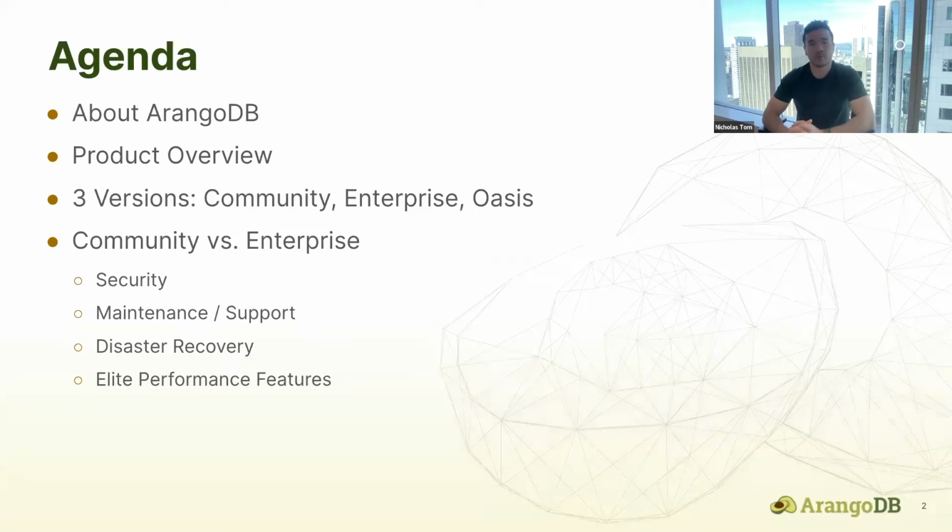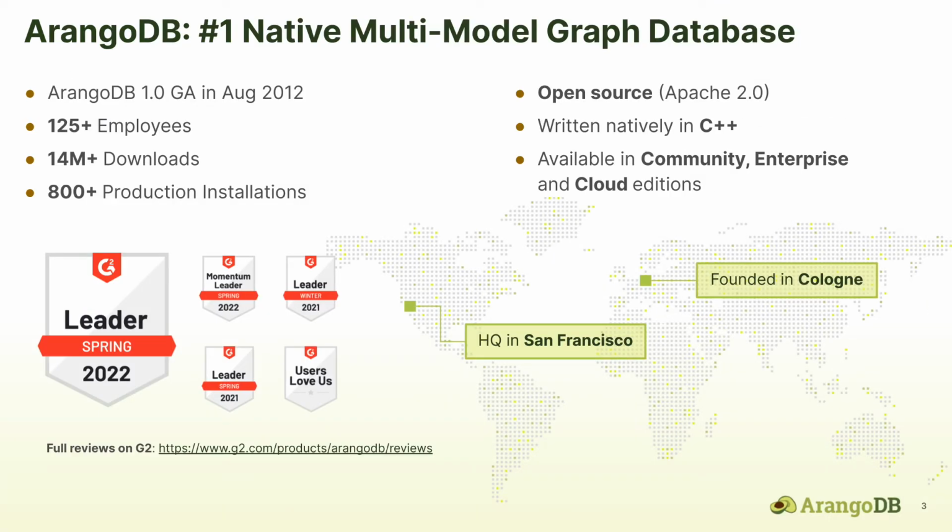For everyone unfamiliar with ArangoDB and our technology, or maybe just needing a quick refresher, I'll walk you through a brief historical background of ArangoDB and discuss our key product capabilities. From there, I'll discuss the various versions of ArangoDB: our Community Edition, our Enterprise Edition, and our Oasis Managed Service Edition. Lastly, I'll focus on the differences between our Community Edition versus our Enterprise Edition, and expound on the areas of security, maintenance and support, disaster recovery, and then of course, our unique and elite performance features.